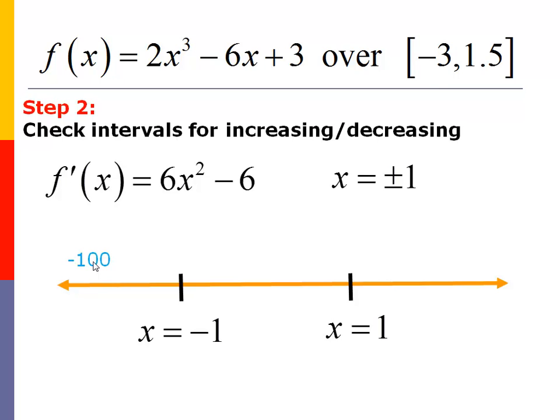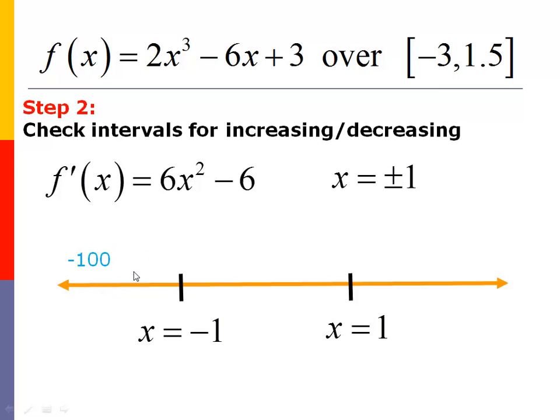If it works for -100, if I plug -100 into the derivative and it comes up with a positive result, then all of the numbers in that interval will be positive. If -100 ends up being negative, then all the numbers in this interval on the left-hand side will end up being negative as well.